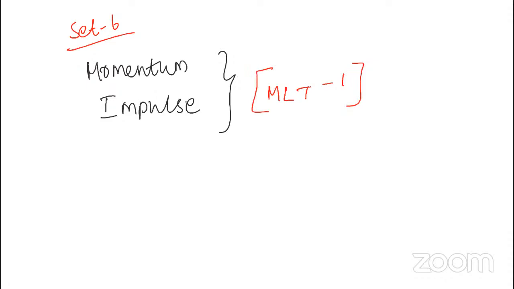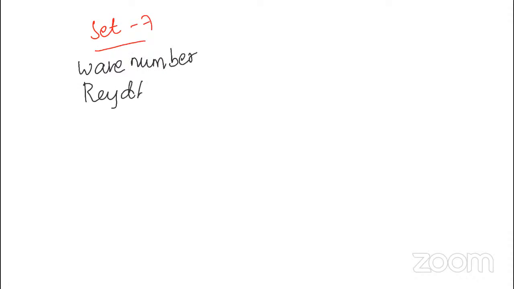Right, very good. Next, set 7. Wave number, Rydberg constant, and power of length.